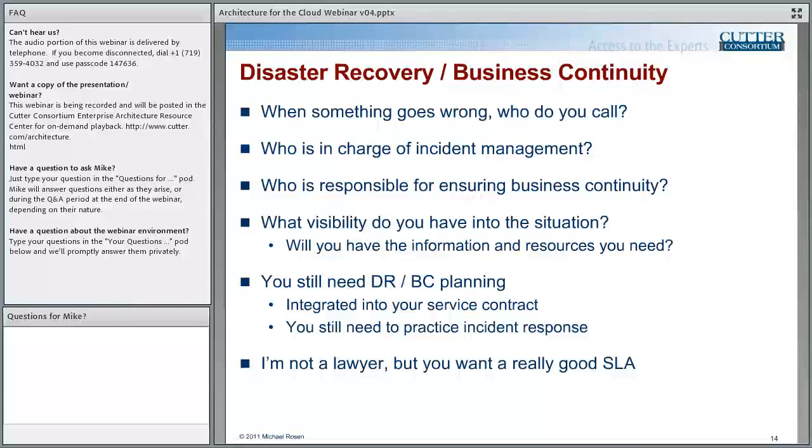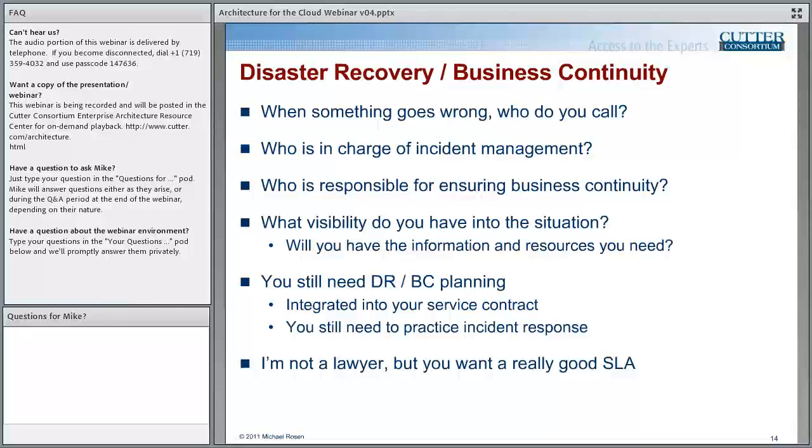When the Amazon cloud went down, did any of those websites that were off have any visibility into what the problem was? So you need to take all of this into account now in your new disaster recovery and business continuity planning. You want to have this integrated into your contract with them, and you still want to practice your incident response.